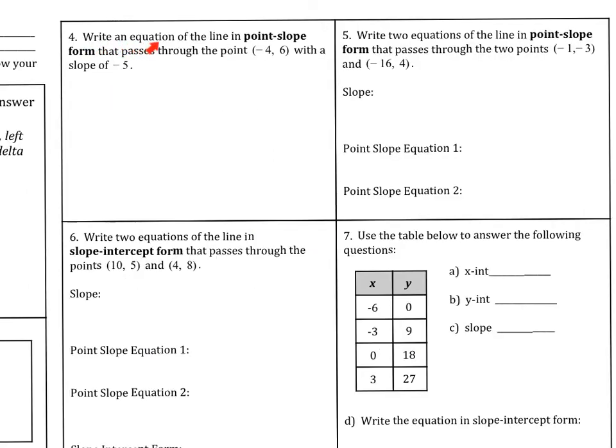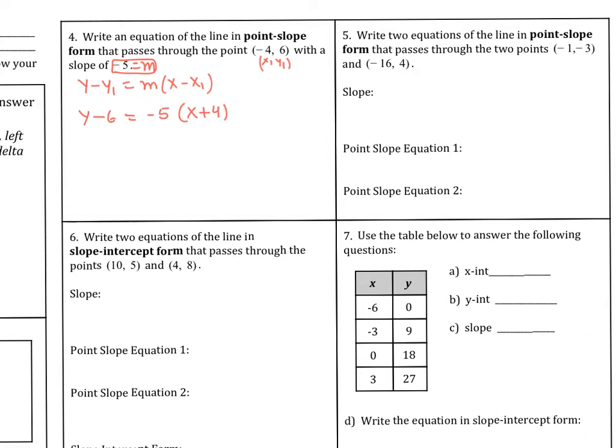Question number 4. Write an equation of the line in point slope form that passes through negative 4, 6 with the slope negative 5. So we assume that this is x1, y1 and the slope m is negative 5. Point slope form, if you remember or recall, is y minus y1 equals m times x minus x1. So x1 we are going to use as positive 4 because remember we're going to use the opposite sign for x1, y1 when you plug it in the formula. So that's going to be positive 4 and this is going to be negative 6.